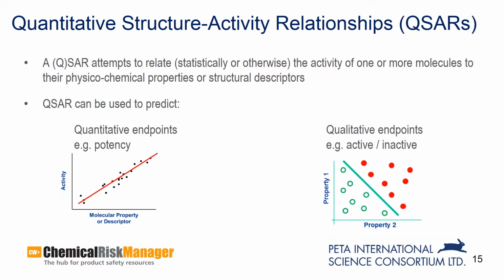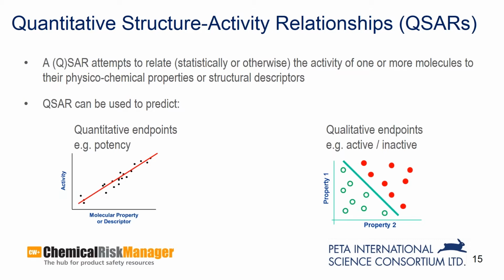property or structural descriptor. So commonly used descriptors may be measures of hydrophobicity, such as octanol water partitioning, polarity, or measures of chemical reactivity or chemical size. And we can use these to predict. On the left, you have a classic regression analysis type approach to predict potency. And here we have a single property that may be related to activity. This is commonly seen with narcotic type potency and hydrophobicity.